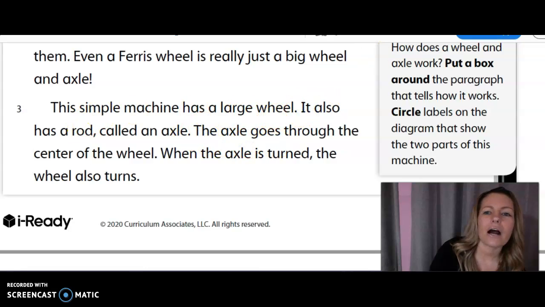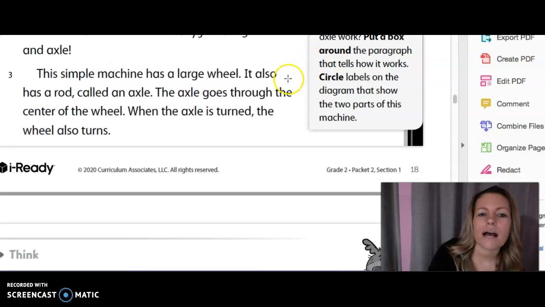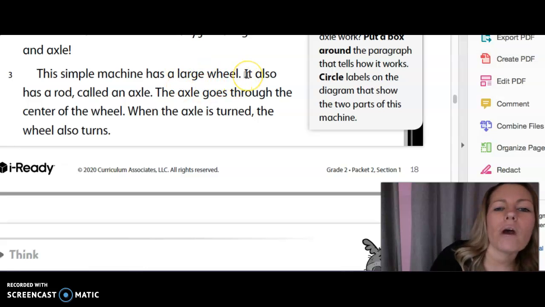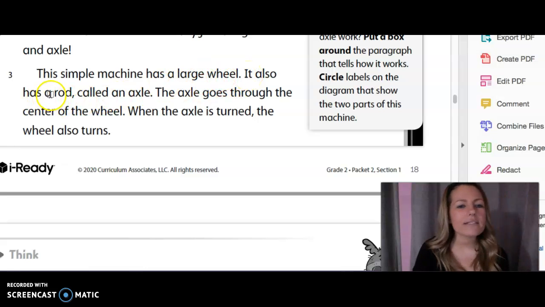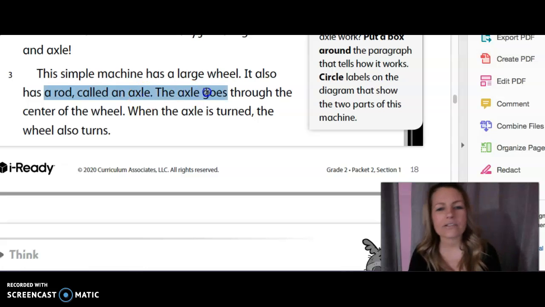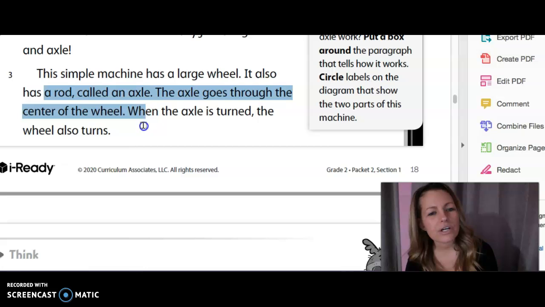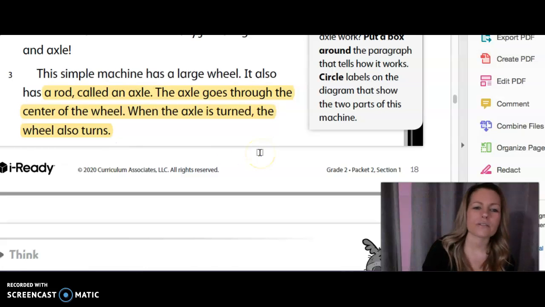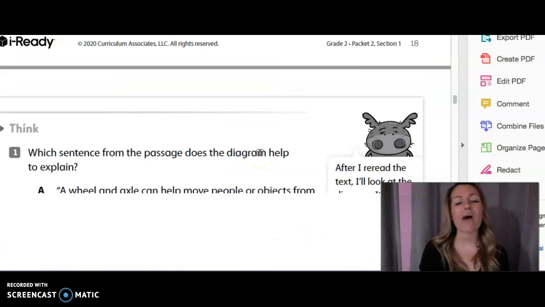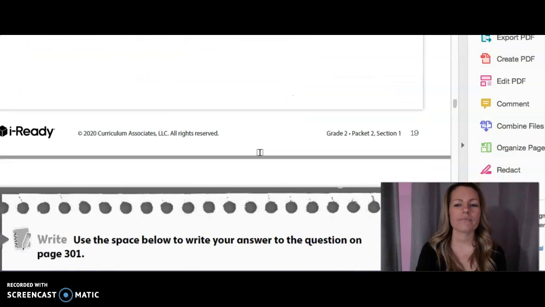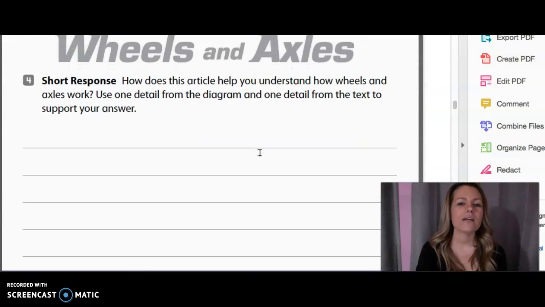It has a rod. Let's see if it will let me do a little highlighting here. All right, I am highlighting what it does. Well, it says it has a rod that's called the axle. The axle goes through the center of the wheel. When the axle is turned, the wheel also turns. Okay, that explains to me how it works.